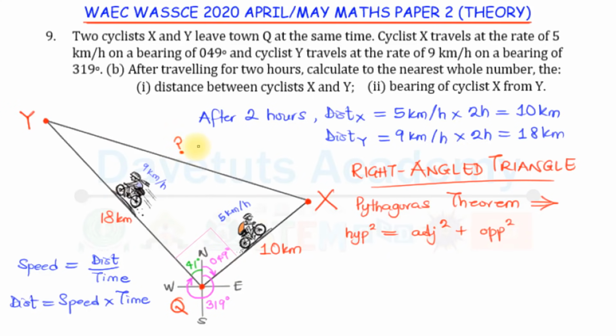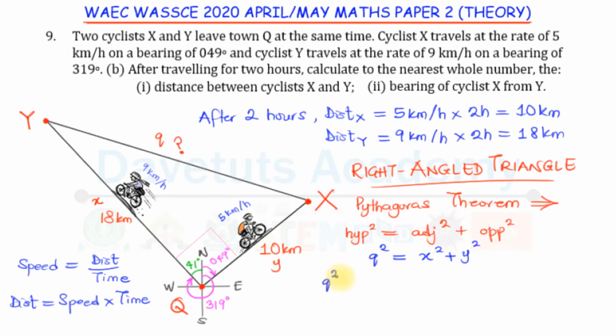So here, if you want to represent this well, the side facing Q will be small q, the side facing x will be small x, and the side facing y will be small y. So from here, we can see that q raised to power 2 is equal to x raised to power 2 plus y raised to power 2. And x we found to be 18 kilometers, y is 10 kilometers, and we're looking for q.